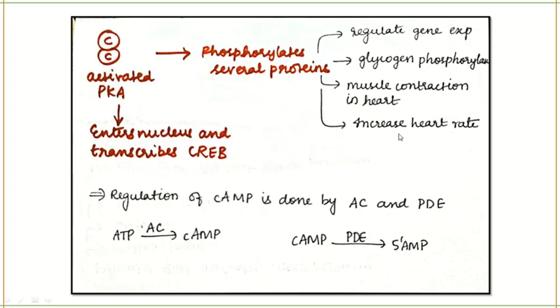Therefore, it increases the heart rate. Again, this activated PKA can enter into the nucleus and transcribe the CREB. CREB is nothing but cyclic AMP response element binding protein. So this protein will be transcribed and further pathways will go on.